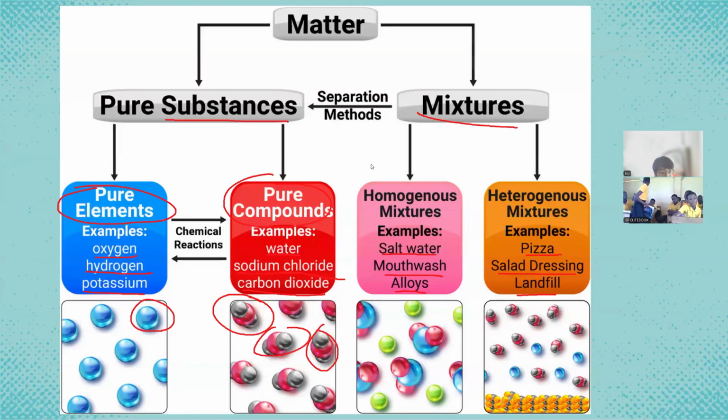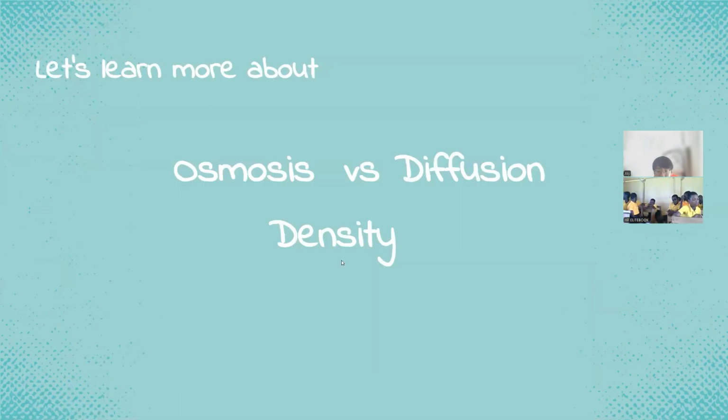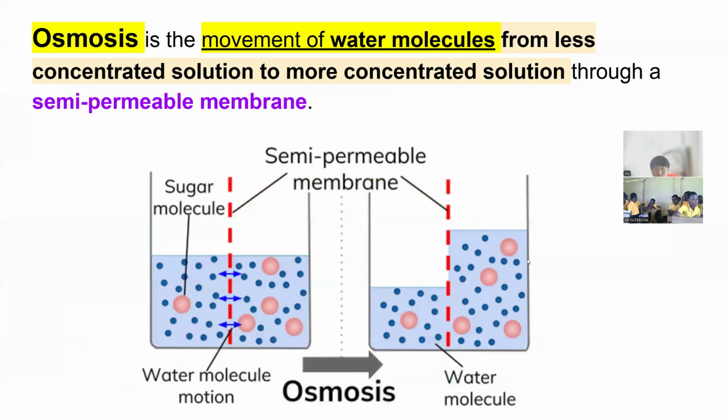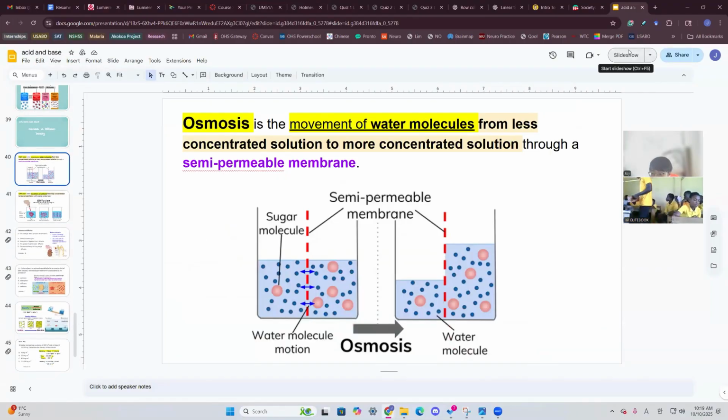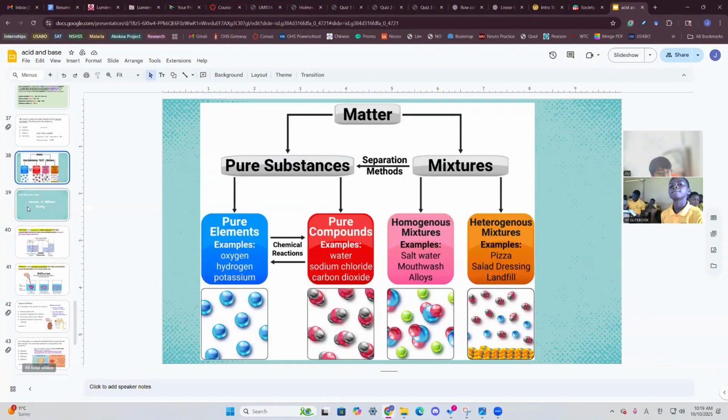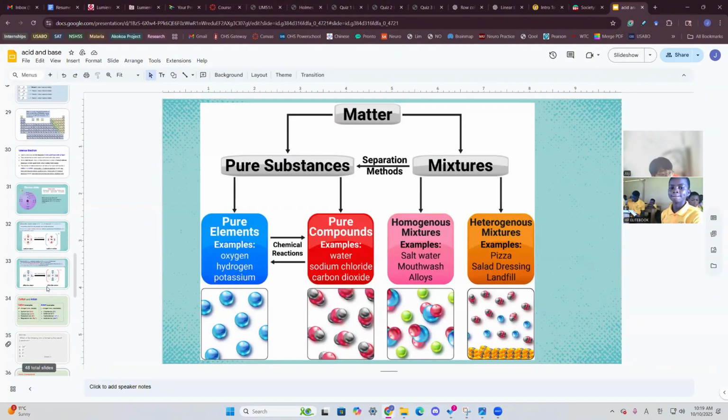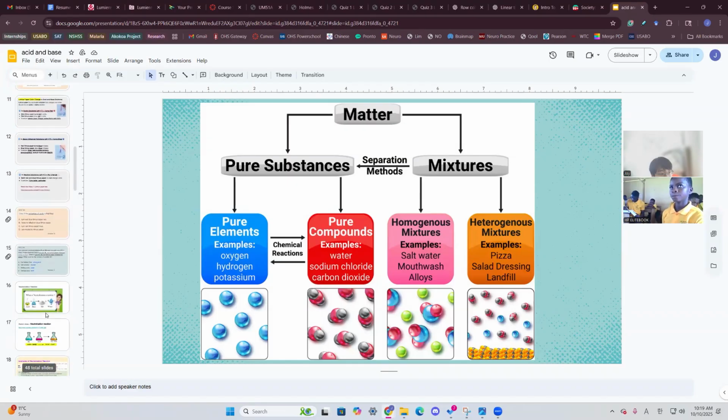Those are all examples of pure substances. So this is a quick review of matter, and let's end off today. I don't think we have much time to finish osmosis, so I think this will be the end for today.